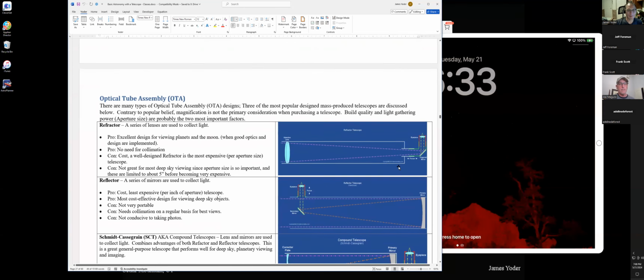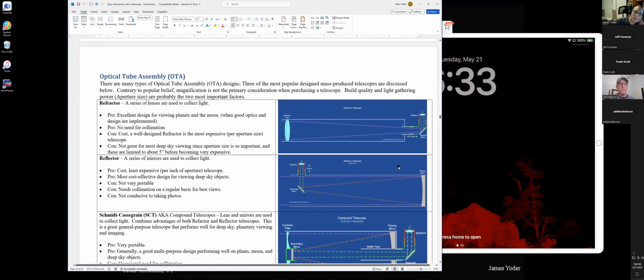Okay. Optical tube assembly. There's a number of different designs. There's three more popular designs out there, but there are definitely more than just these three. So I'm just going to review these because we don't have time for all those other kinds. There's a refractor telescope, which takes light and bends it through a series of lenses. This is the same type of telescope as Galileo. Now, this is the first design of a telescope that Galileo used.